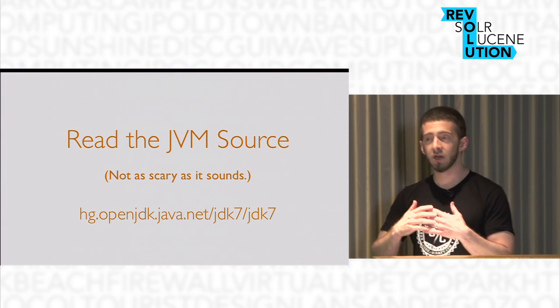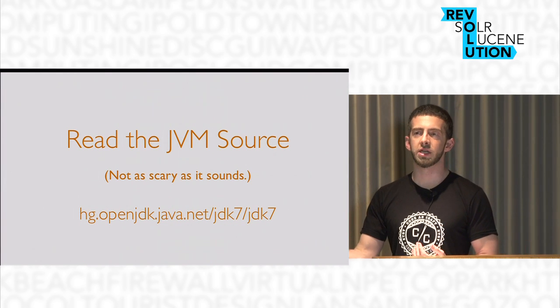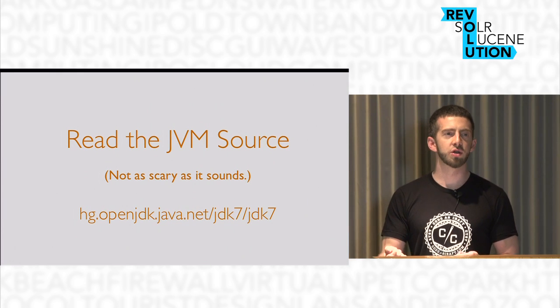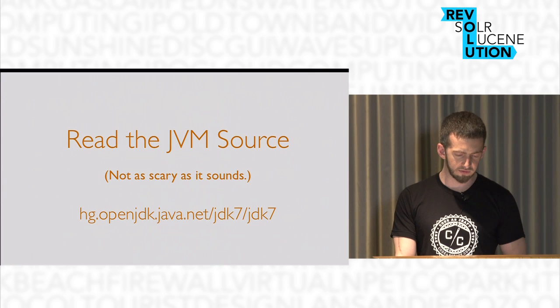Speaking of the source code, you should feel free to clone the Mercurial repository with the OpenJDK, and don't be afraid of it. If you're not sure what a flag does, look in the code. It's actually not as scary as it seems. Like the little bits about how System.identityHashCode works, I was always curious and just looked in the code. It's right there. Because not everything you read is true, but the stuff that's in the JVM is true.